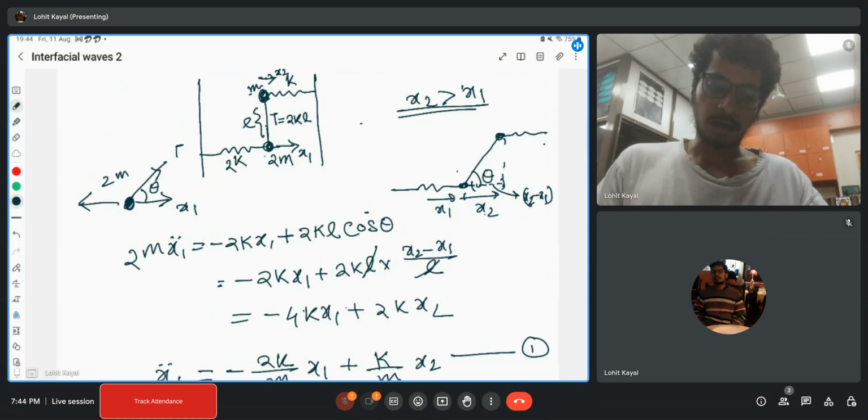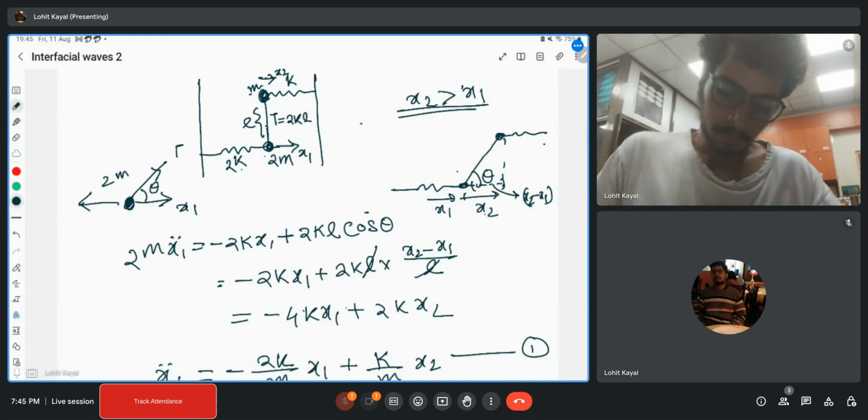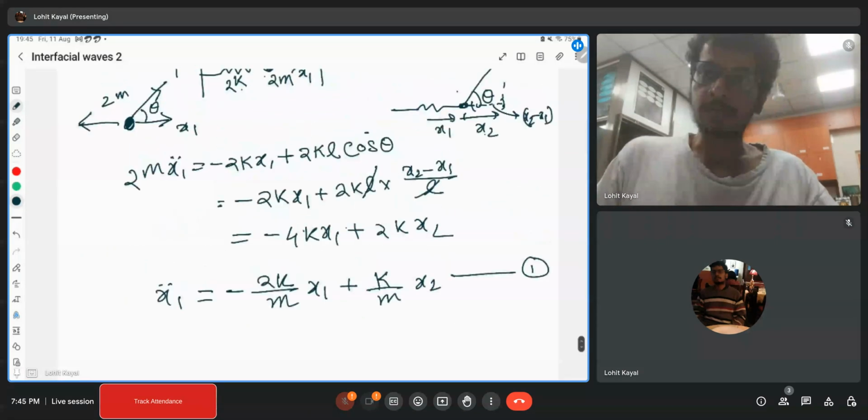After that, I will solve exactly the same problem, but I will consider a symmetric system. I will take a spring constant k and a mass m, and you can see the difference there. Okay, so now let's proceed with this.